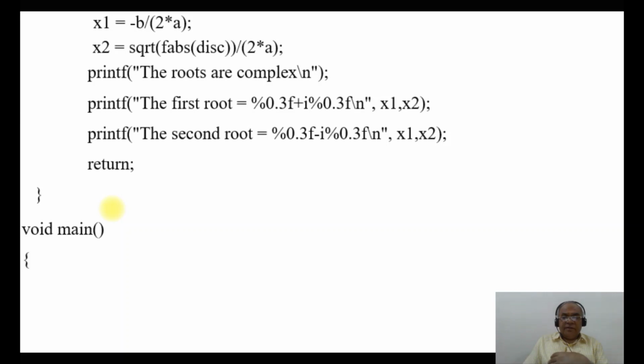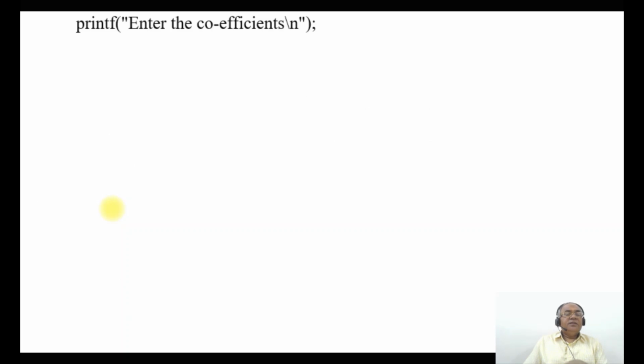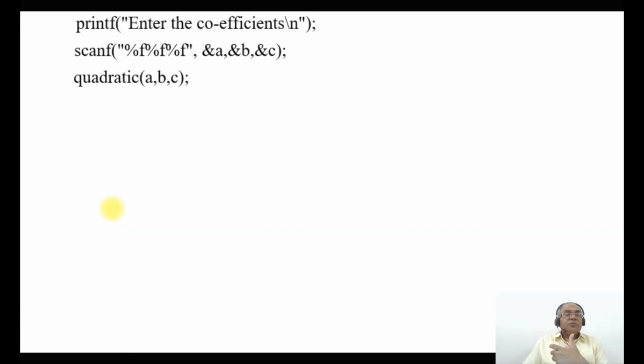So we are going to write the main function, main. Then of course float a comma b comma c. Then printf, enter the coefficients. Now read those coefficients. So what are the coefficients? a, b and c. Then we are going to call the quadratic function with a, b, c. So what is going to be the form of the output?